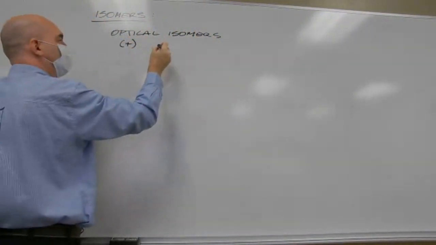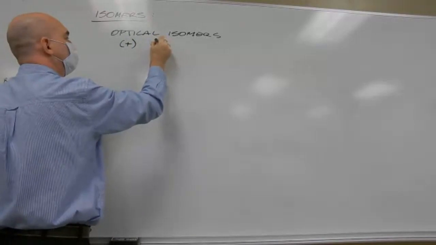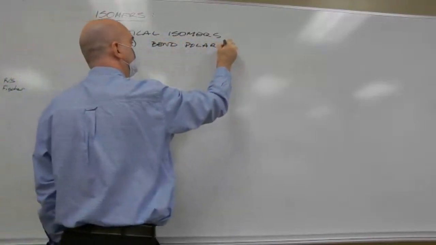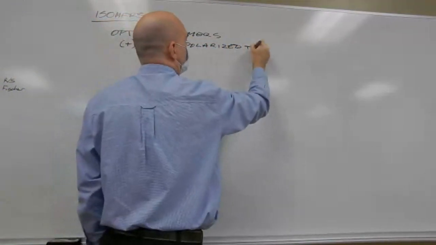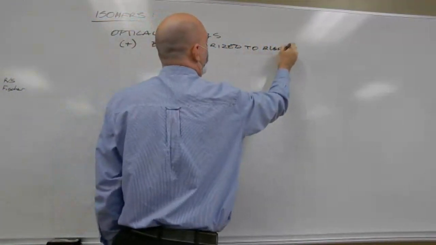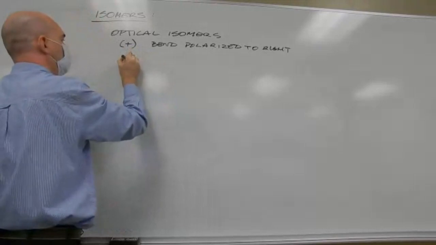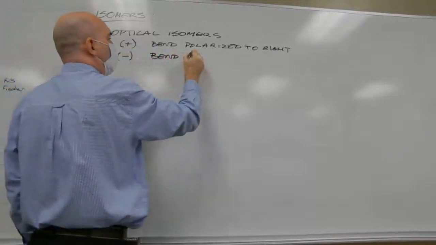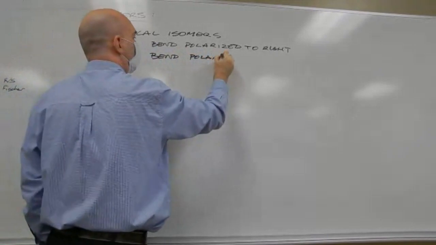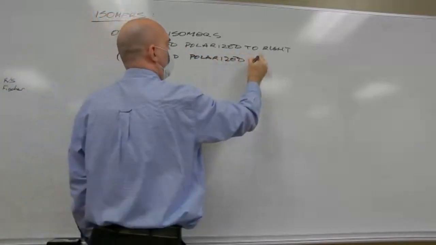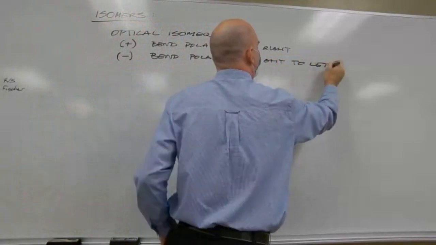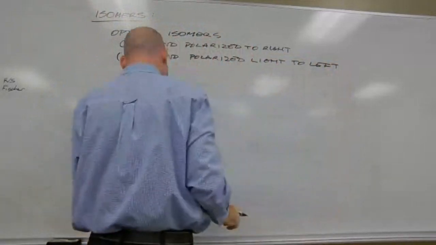If you are the plus isomer, you bend polarized light to the right. And if you are the minus isomer, you bend polarized light to the left.